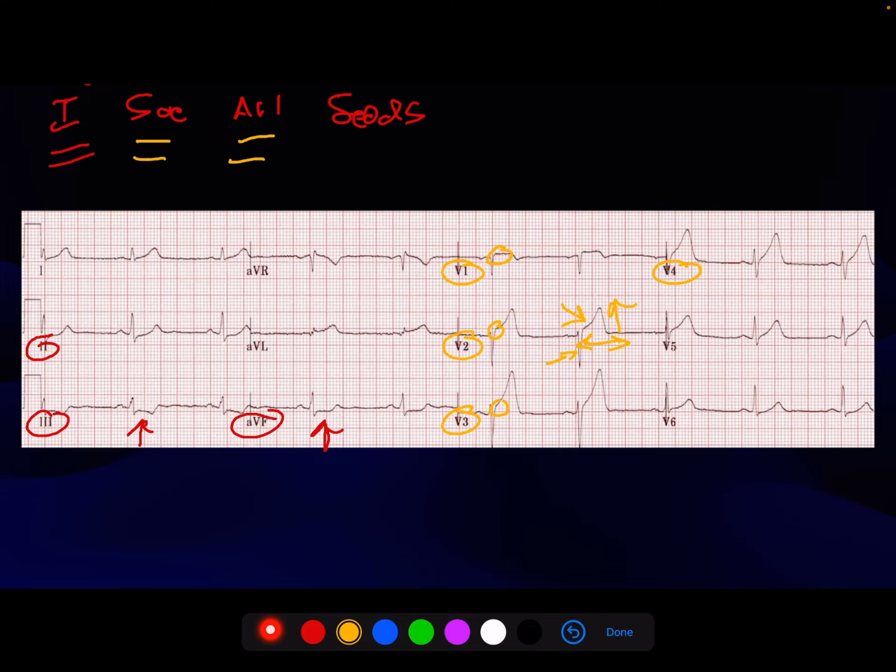And then finally we move on to the lateral leads. The lateral wall of the left ventricle is the circumflex artery, and these include V5, V6, 1, and aVL, augmented vector left. And you see here I've got just a little bit of elevation in aVL. By itself probably would not meet classical STEMI criteria. But here's the interesting thing.